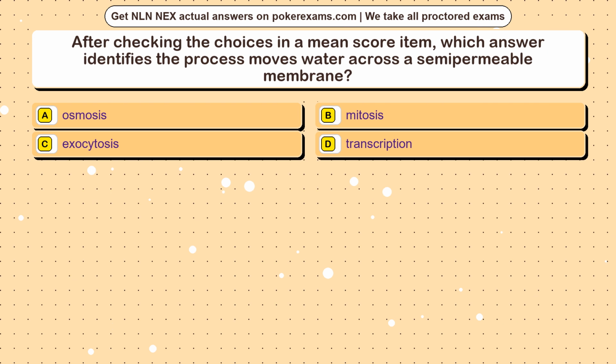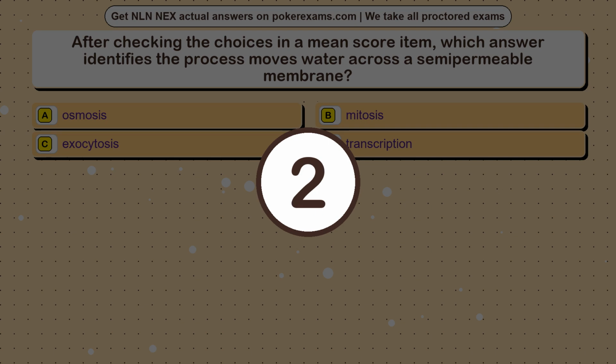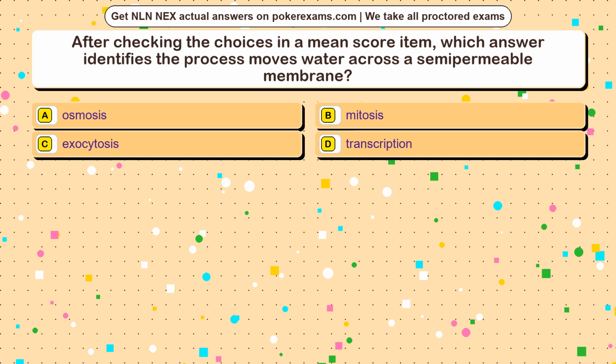Question 3. After checking the choices in a mean score item, which answer identifies the process that moves water across a semi-permeable membrane? Option A, osmosis. Option B, mitosis. Option C, exocytosis. Option D, transcription. The correct answer is option.